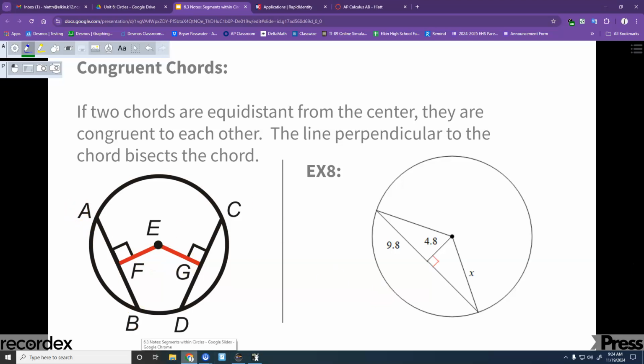So let's put some markings on this. Right here, if this equals this, so they're the same distance away from the center, then it means those 2 lines have to be equal to each other. It also means that the lines right here have to be cut in half. So that would mean this piece is equal to this piece, and this piece, and this piece. All 4 of those pieces would be the same.